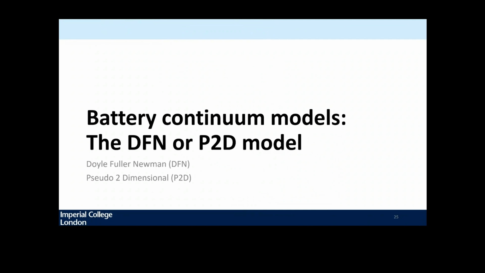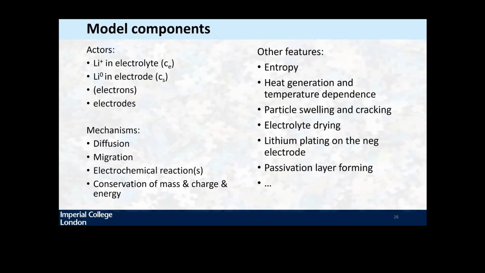Okay, so let's start now to think about how we would build a model that takes into account all of these phenomena. I'm going to just introduce one class of models. They are called Doyle-Fuller-Newman, based on who proposed them first, or pseudo two-dimensional models, and I'll show you why pseudo. So what sort of components and mechanisms are we aiming to include in our model?